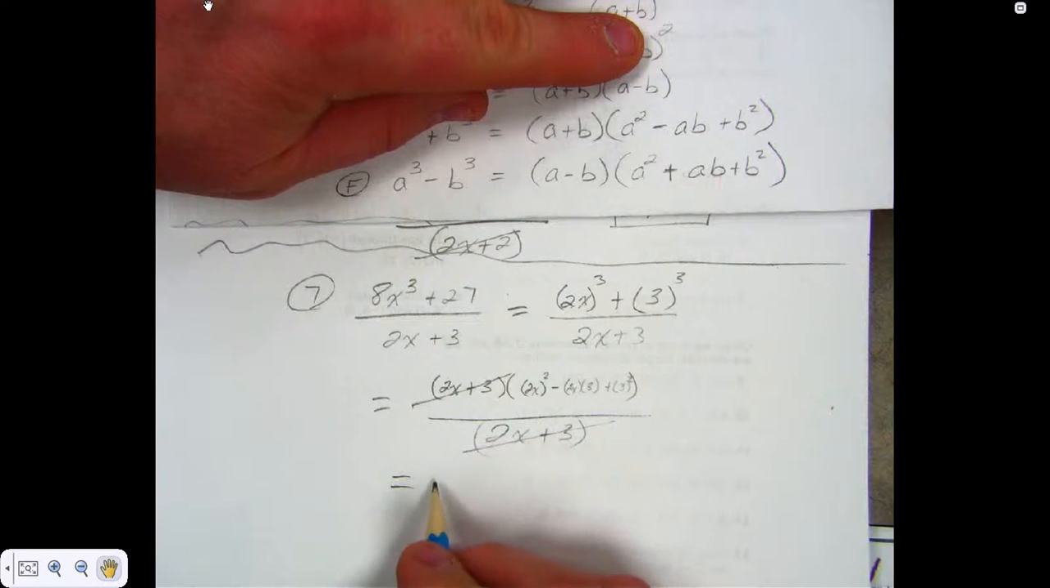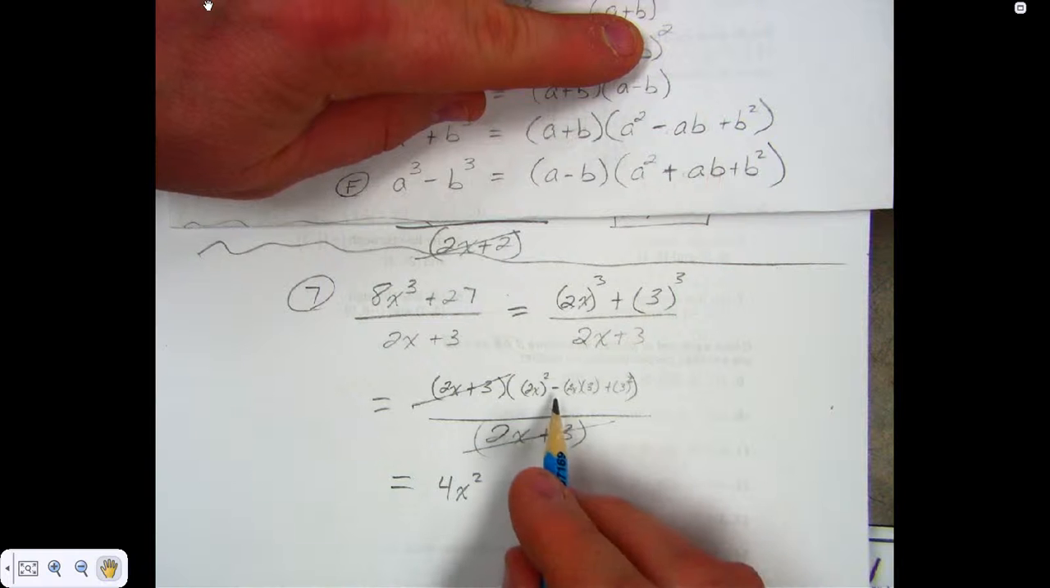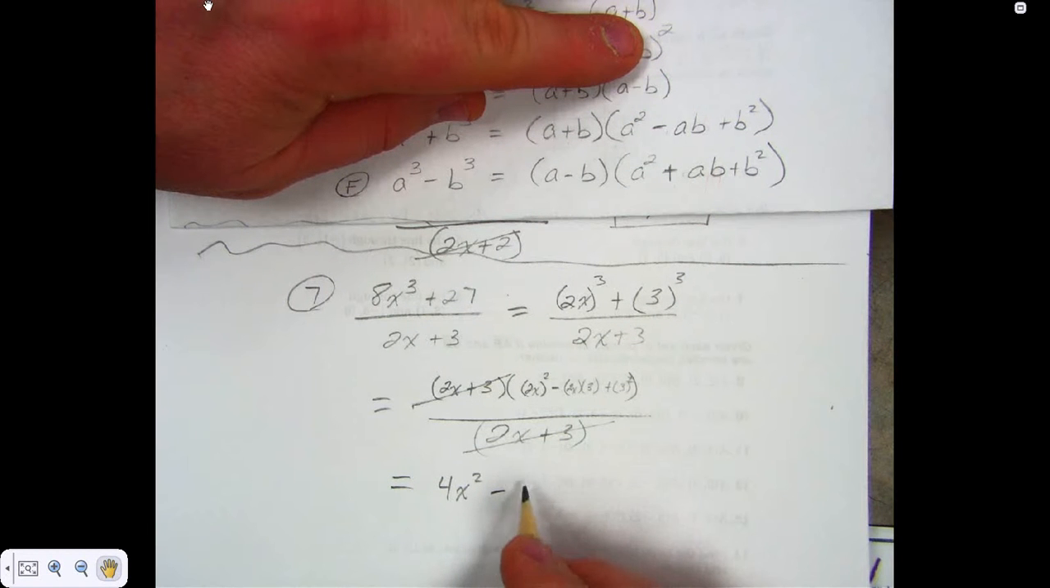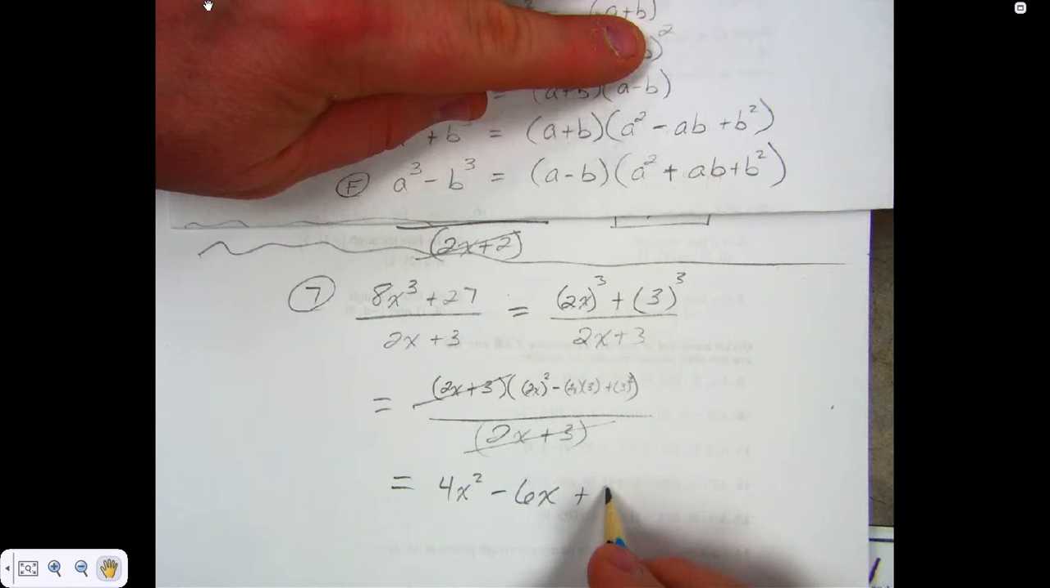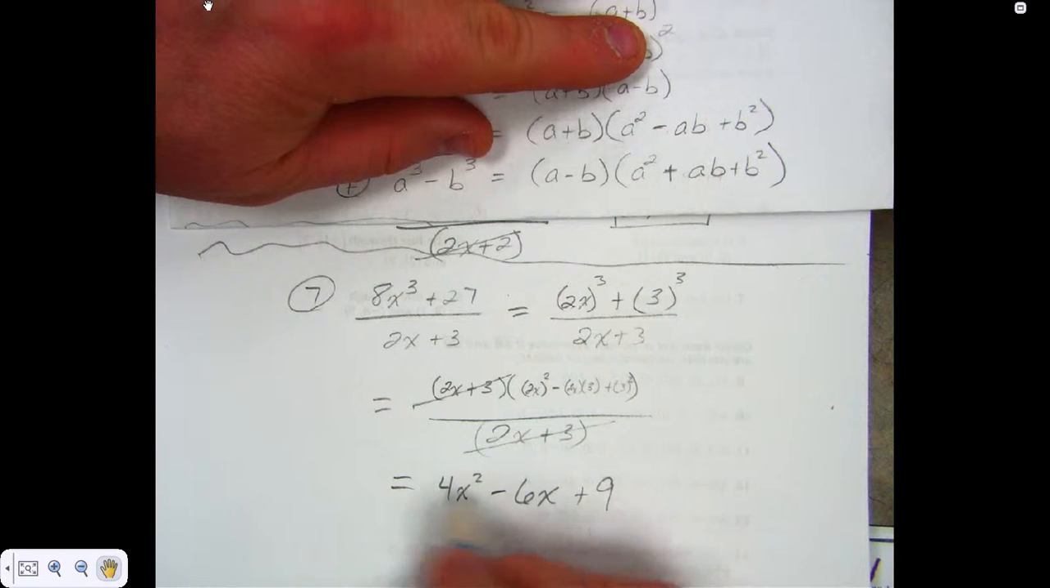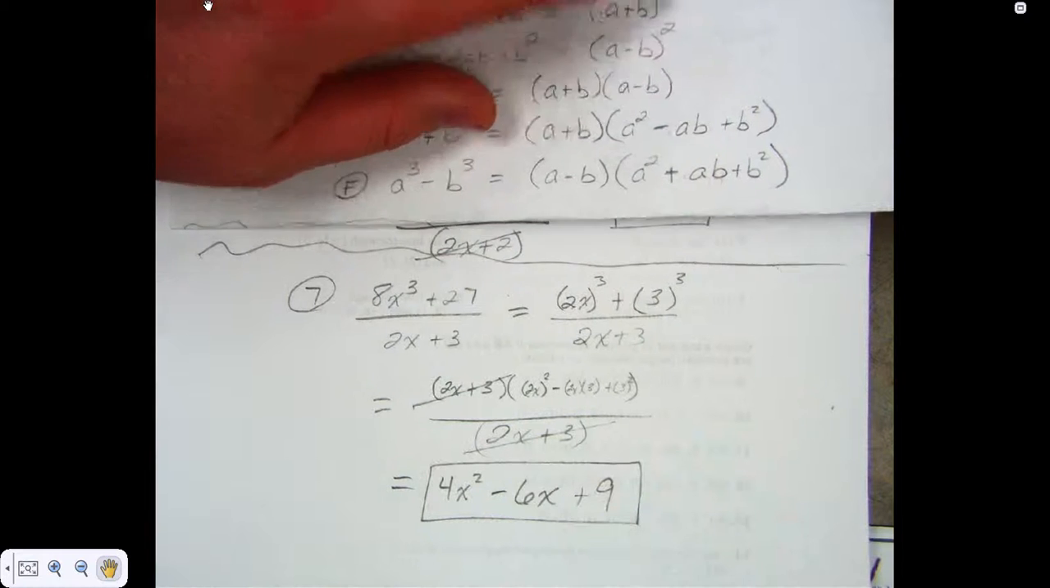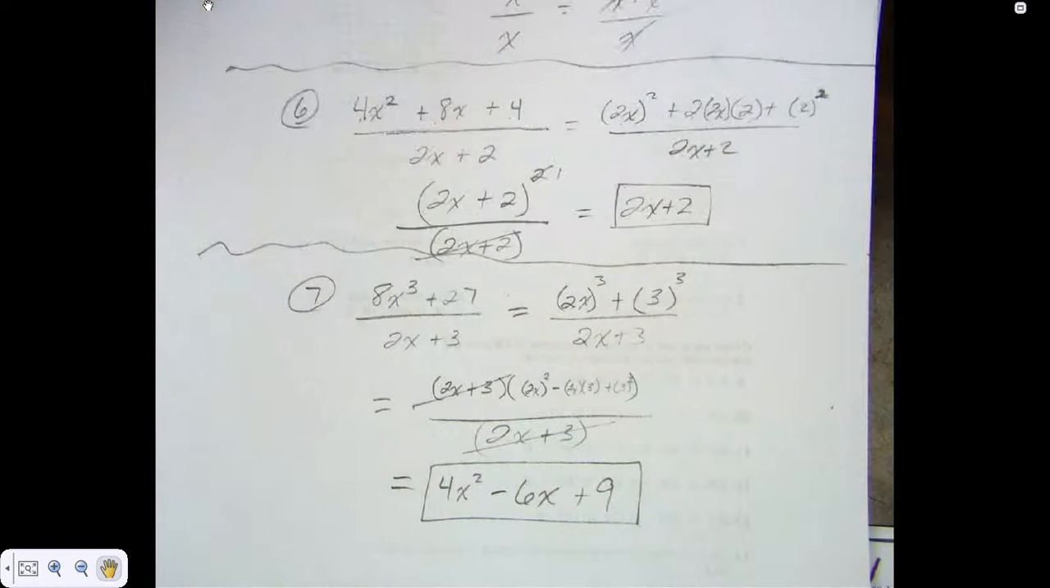What is 2x squared? 2x quantity squared. What is the answer? Nope. 4x squared, because you have to square the 2 too. What is the minus, what's 2x times 3? 6x. Plus, what is 3 squared? Now you divided them, and there's your answer.